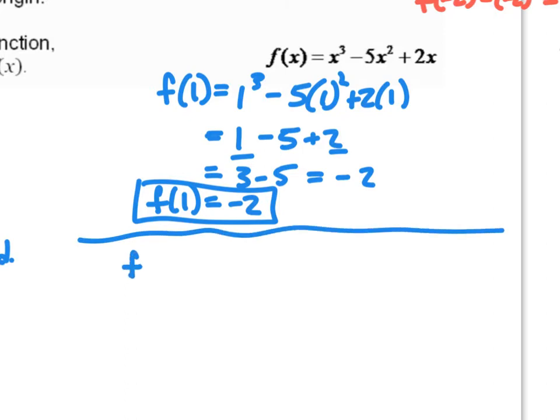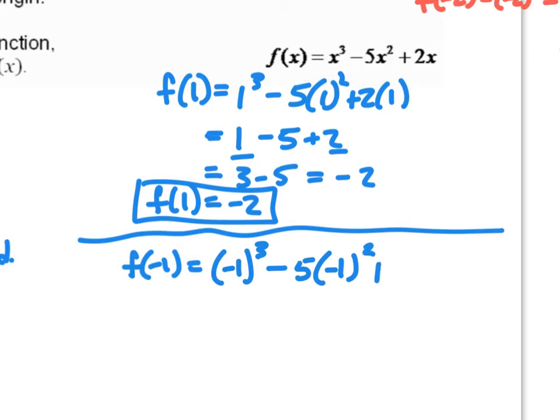Okay, so I do f of negative 1. If the function is going to be odd, then I should get positive 2 out of this. So let's just see what we get. If I do negative 1 cubed minus 5 times negative 1 squared, plus 2 times negative 1. All right, negative 1 cubed: if you cube a negative number, you're going to get a negative value.